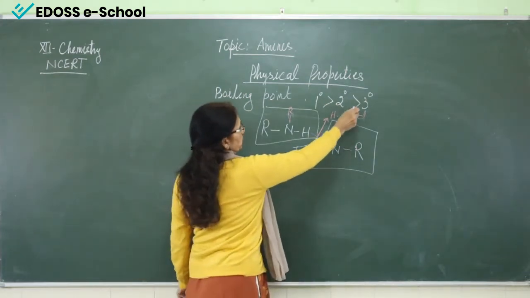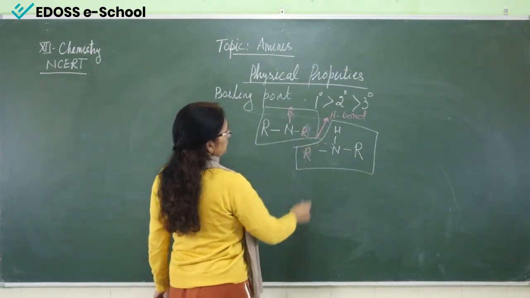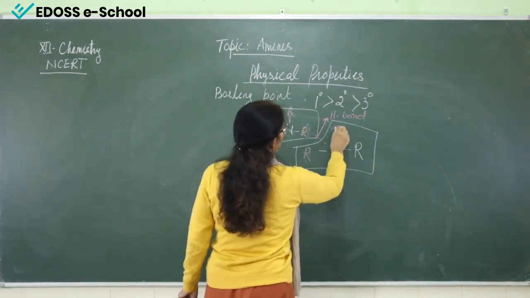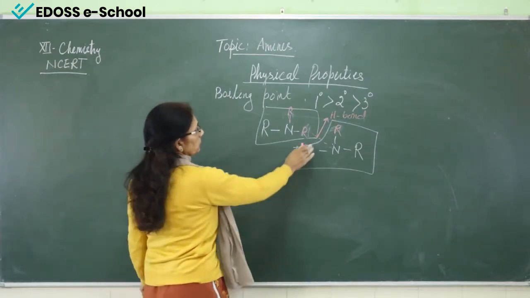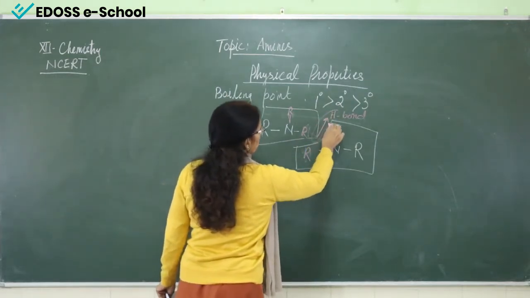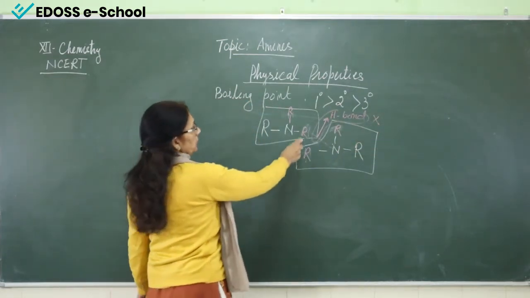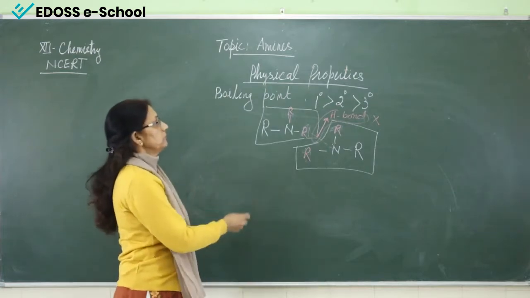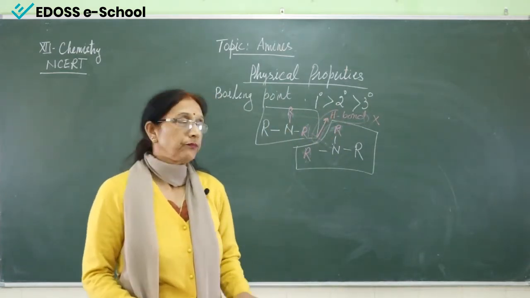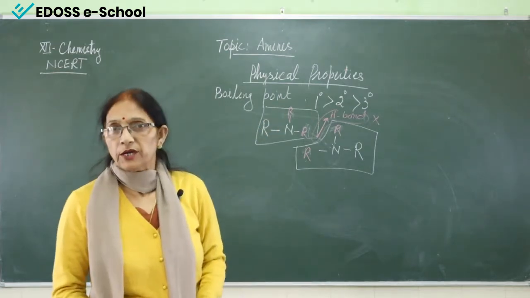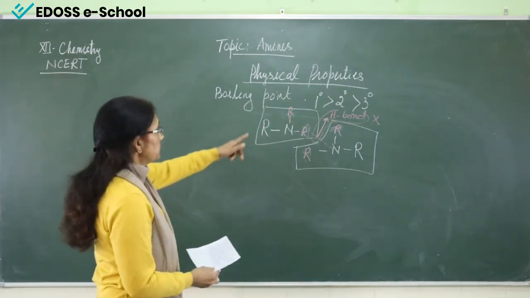And now if it is tertiary, tertiary means one more alkyl group. Now we can see no hydrogen is present here. So there is no hydrogen bonding. Hydrogen bonding is totally missing. That means no hydrogen bond. So what will happen? This will be very easy to boil. So the boiling point of tertiary amines will be very less than primary and secondary.